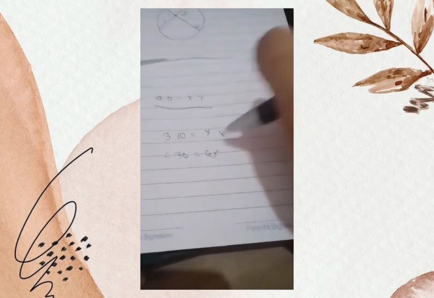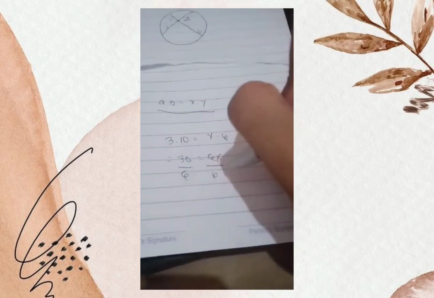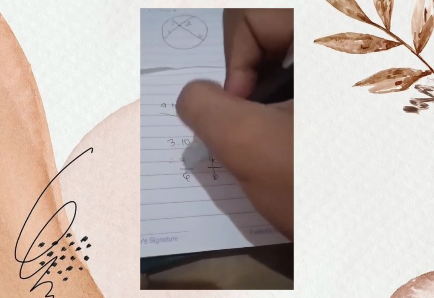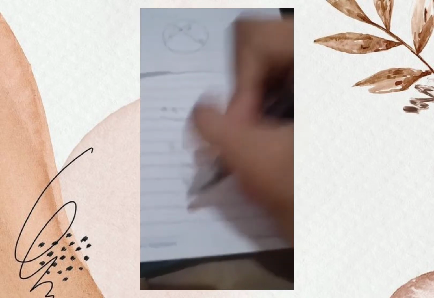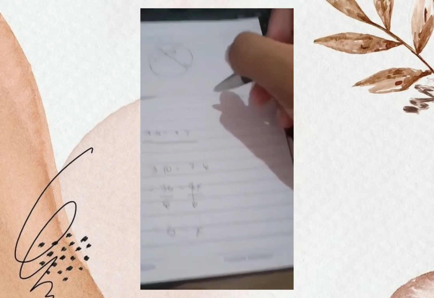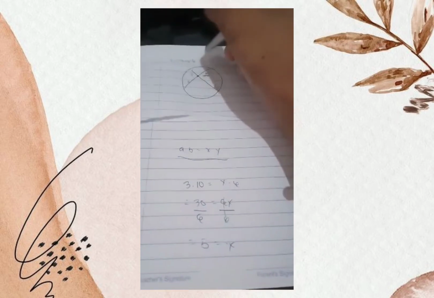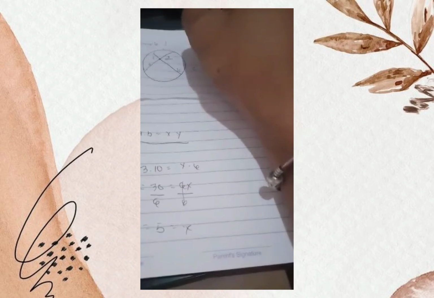So in order to solve for this, you need to divide by 6. So 30 divided by 6 is 5. This equals x. So this is 5.